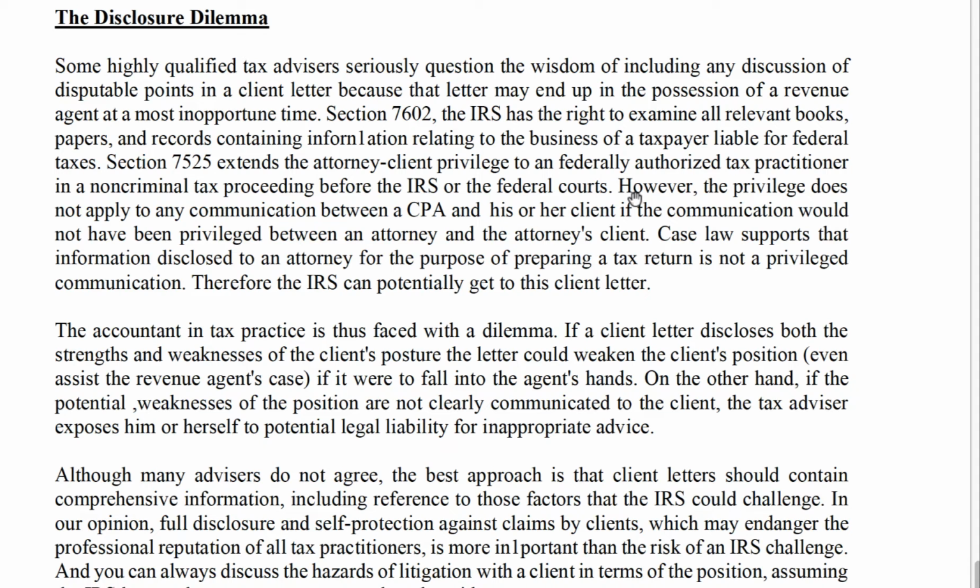However, this privilege, the attorney-client privilege, does not apply to any communication between a CPA and his or her client if the communication would not have been privileged between an attorney and the attorney's client. So a CPA gets the same privilege regarding tax matters, but only if an attorney would have gotten that to begin with. Case law supports that information disclosed to an attorney for the purpose of preparing a tax return is not a privileged communication. So that means that it does not apply to a CPA. So the IRS under 7602 can get the client letter, okay? It potentially can get to it.